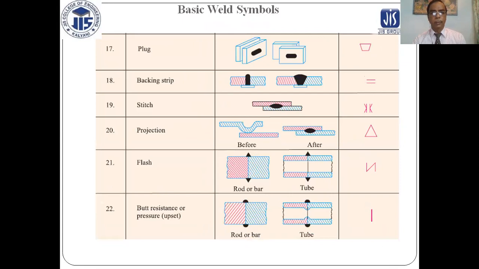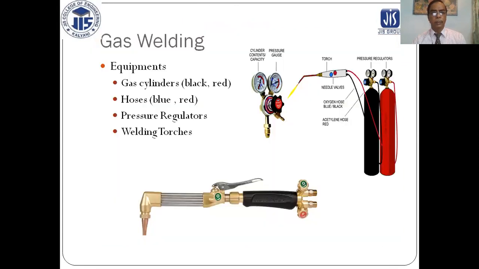Basic welding symbols. Gas welding. The equipment used for gas welding: gas cylinders, black and red, hoses, blue and red, pressure regulators, welding torches. These are the two cylinders, black and red. Red is acetylene and black is oxygen. These are the hoses, one is blue and one is red. Red is for acetylene and blue is for oxygen.